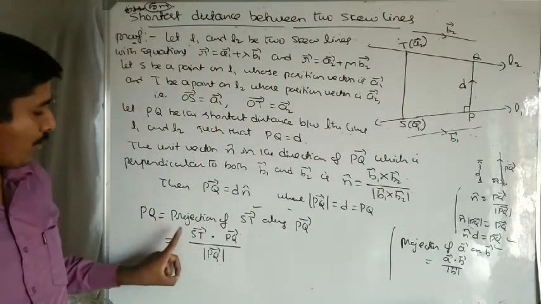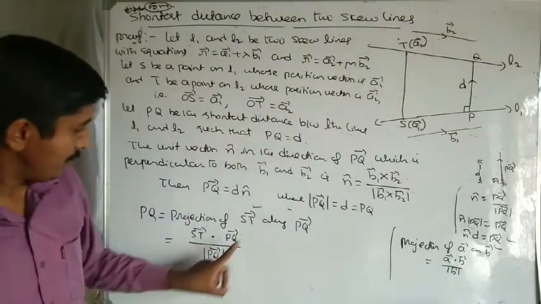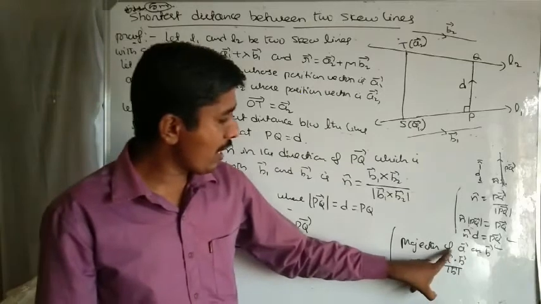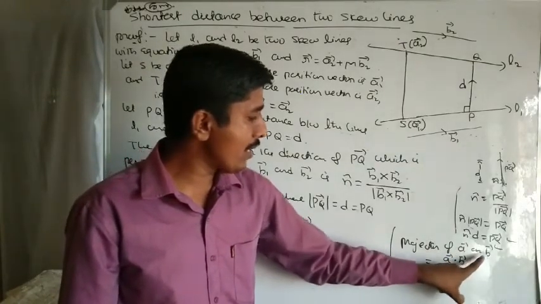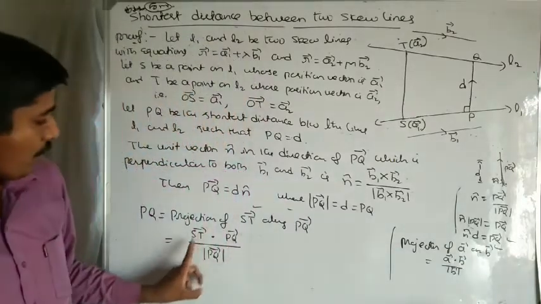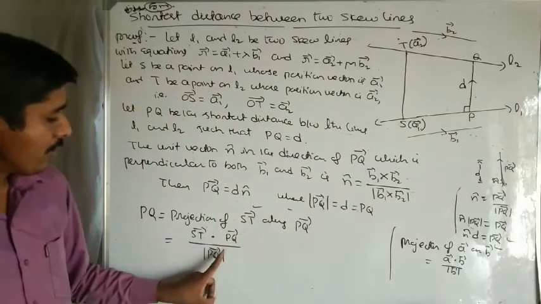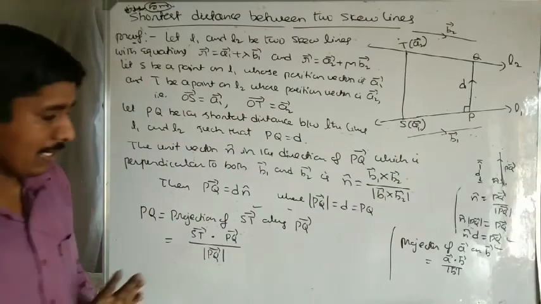PQ equals the projection of vector ST along vector PQ, given by the formula: projection of A on B is vector A dot vector B divided by the magnitude of vector B. Similarly, here the projection is vector ST dot vector PQ divided by the magnitude of vector PQ.